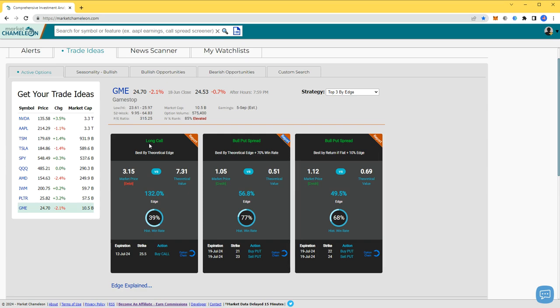Again, this isn't a sure thing. GameStop can go to zero, you can lose all your money, but let's go over some details so you understand the value and the benefit of Market Chameleon.